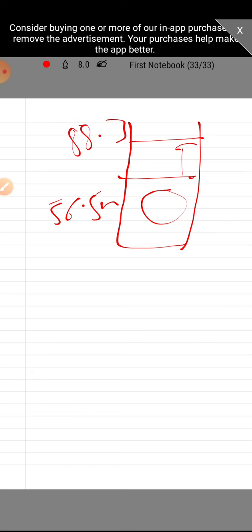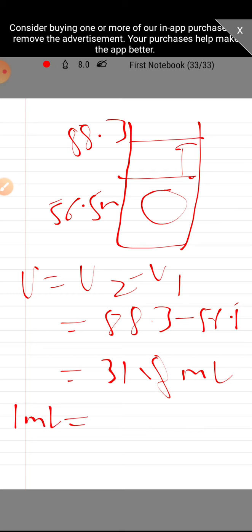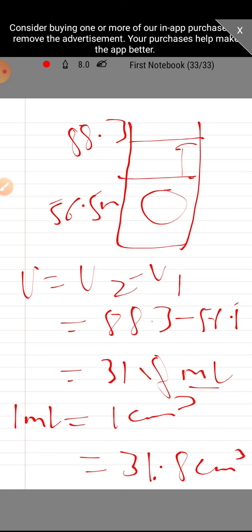Now we have to convert this into centimeter cube. So we know that 1 ml is equals to 1 centimeter cube. Therefore this 31.8, in place of ml we can write centimeter cube. So that is the required answer for question number 7th.